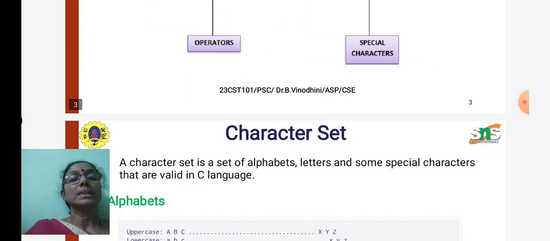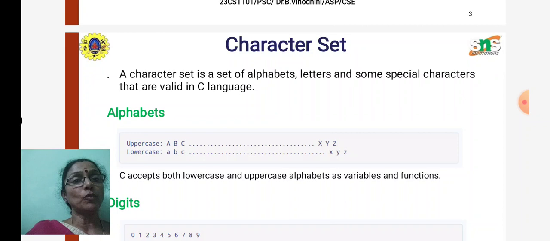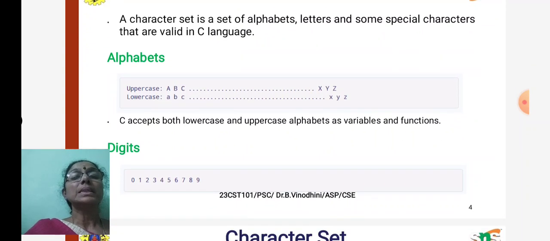So what is a character set? A character set is a set of alphabets, letters and some special characters that are valid in the C language. Next is alphabets. An alphabet is a collection of characters, uppercase and lowercase letters. C accepts both lowercase and uppercase alphabets in variables and functions. Next is digits. Digits are a collection of numbers from 0 to 9.